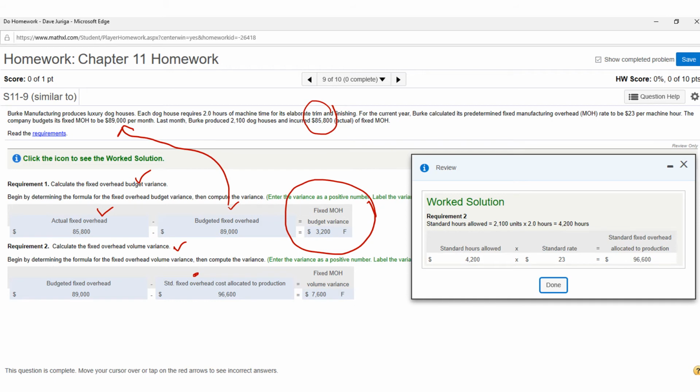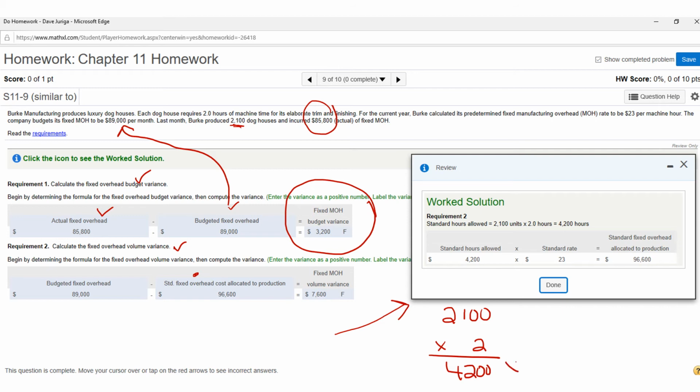Now, the volume variance, you compare the budgeted fixed overhead to what they call the standard allocation, standard fixed overhead allocated to production. And this box over here tells you how to get that number. So in this problem, you got to look for a production number. It says they produced 2,100 dog houses. So the actual production was 2,100. If you multiply that by 2 hours of machine time to make a dog house, that's a total of 4,200 hours. So there's where they get that standard hours, just like SQ.